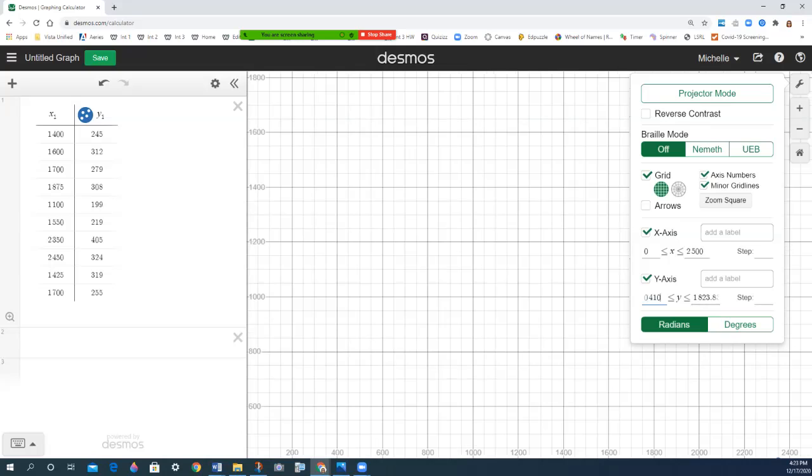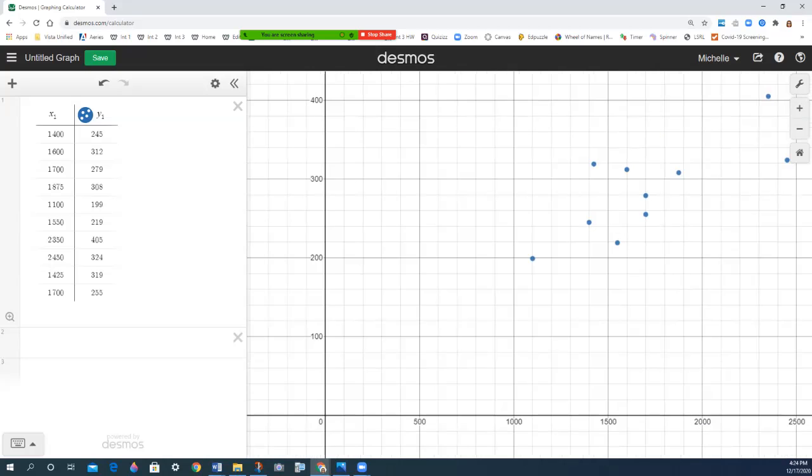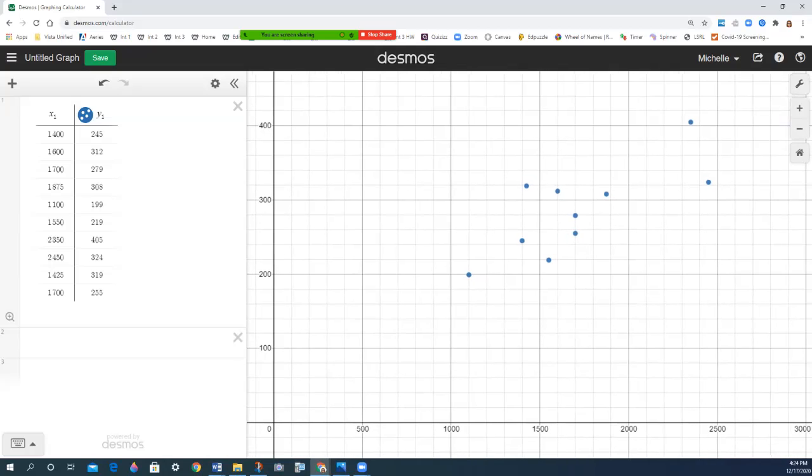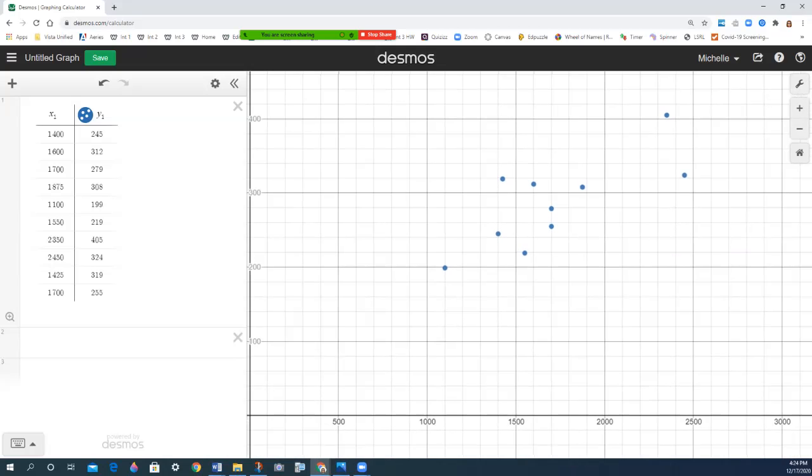Oops, what did I do? I'm sorry, this one I wanted to be 0, and then this one I wanted to be 410. Okay, and then I can click out of it, and now I can see my graph a little better. Okay, it's scaled there. So now as it's going in, I can see the scale is slightly different than this, so it allows me to kind of see the shape of the graph a little easier.